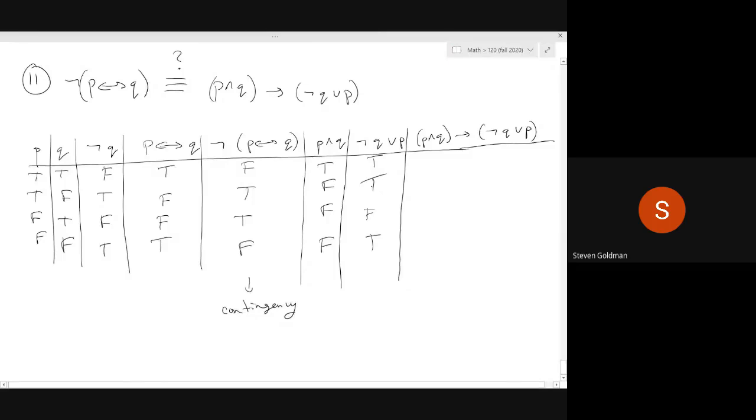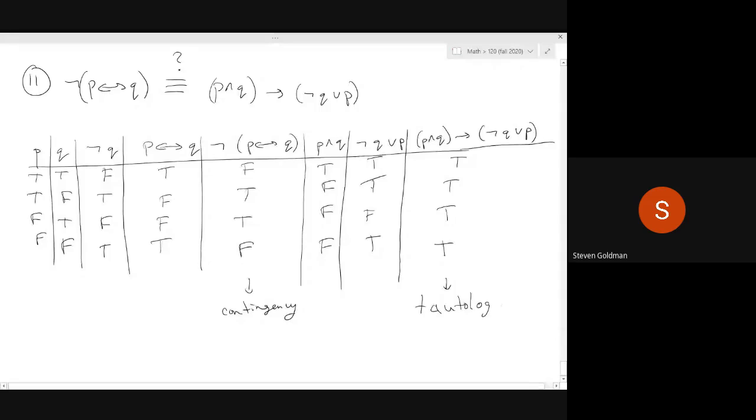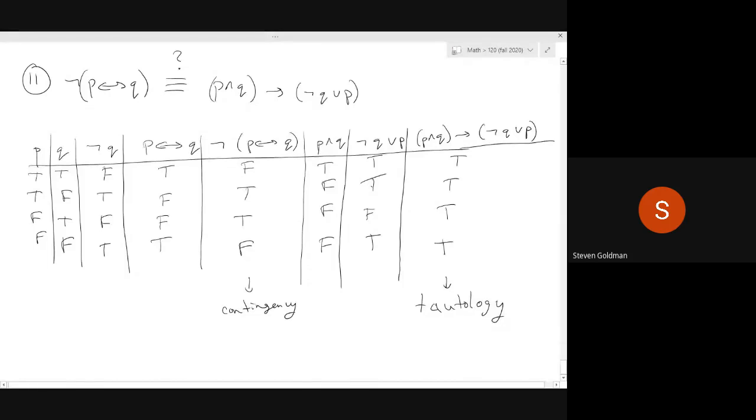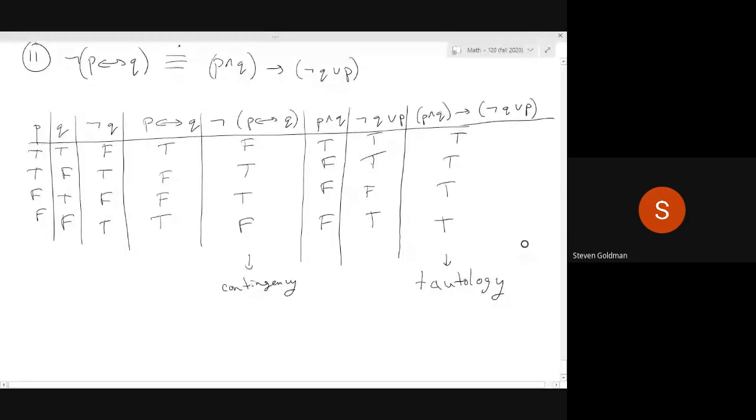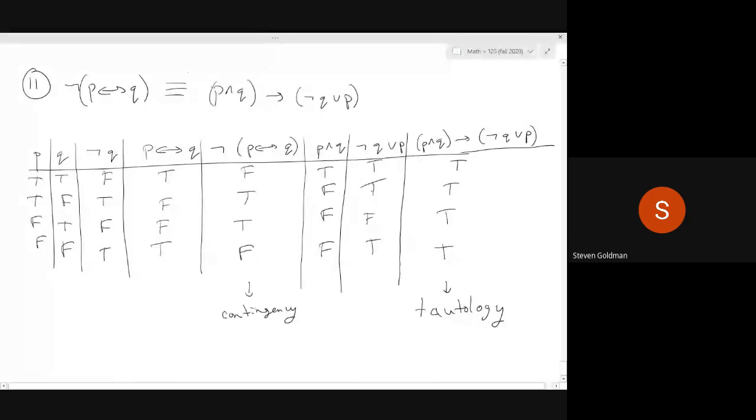And finally, the conditional statement will be true as long as, when the hypothesis is true, the conclusion is true. So true, true, true, false, true, true, false, false, true, false, true, true. So we see right away that this proposition is a tautology. It's always true. So one is a contingency, one is a tautology, but the two are not logically equivalent. They have different truth values.